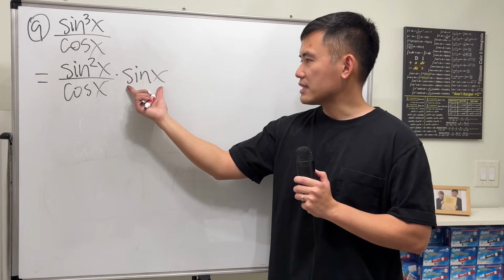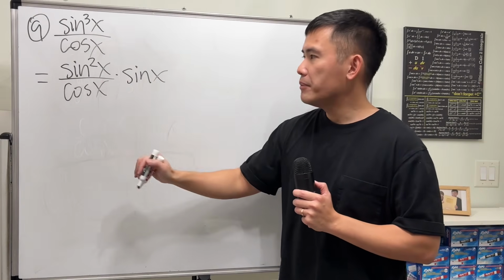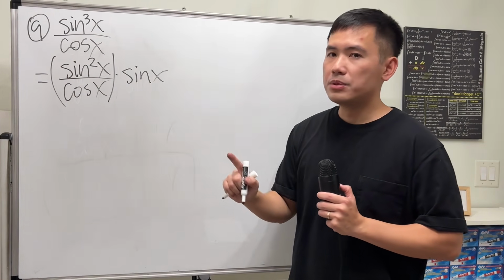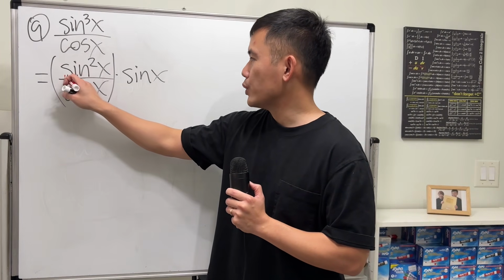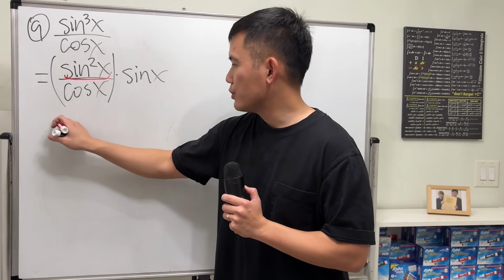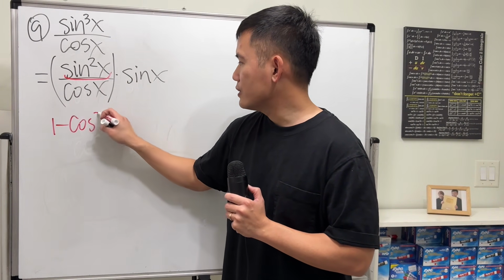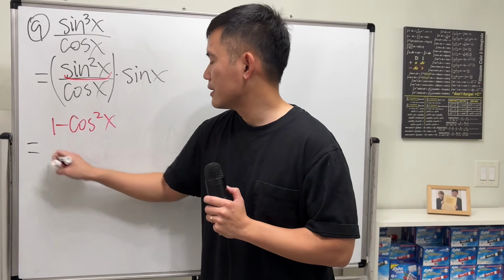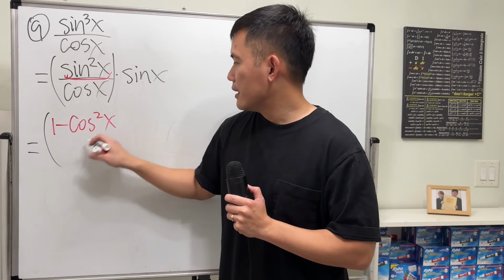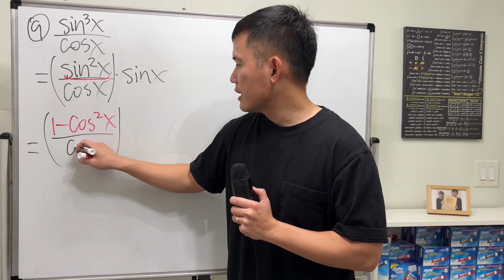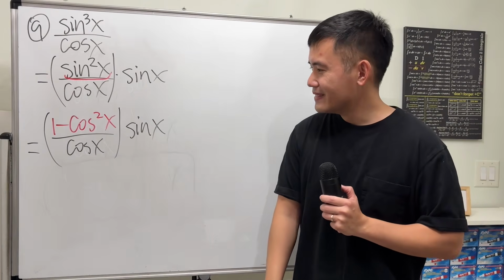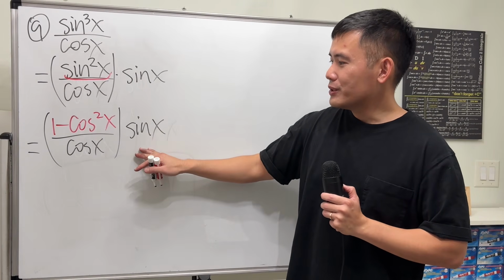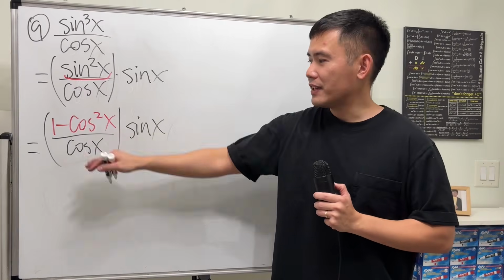Here, since we have a sine x factor on the side, that means this right here should be in terms of cosine x. So this is good, but we will have to change that. Change this to 1 minus cosine square x over cosine x, and then sine x. Okay, you can do a u sub now, or you can simplify this a little bit.